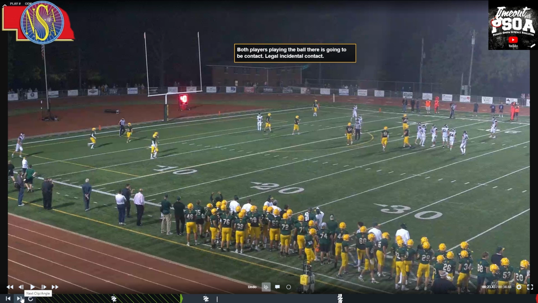Good tip. If you see 4 arms going up and 4 eyes looking at the ball, that contact was caused by the ball, by the throw, not to impede and prevent the opponent from catching or going to catch that pass.